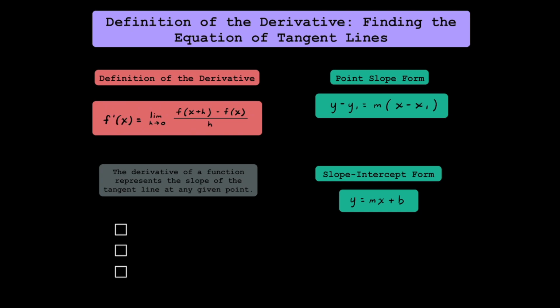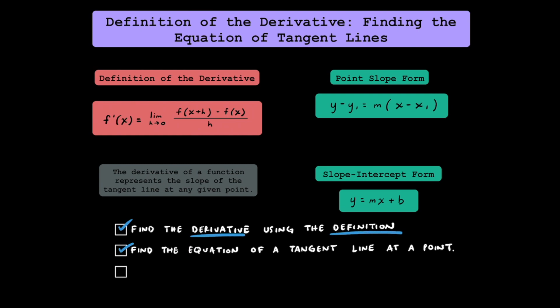This video is going to be broken up into 3 parts. In part 1, we're going to find the derivative using the definition. Then we're going to use this derivative to find the equation of a tangent line at a given point. After that, we're going to repeat part 2, but do it with another point.